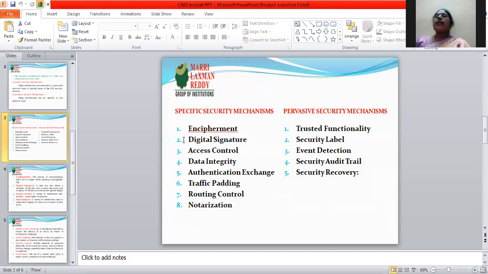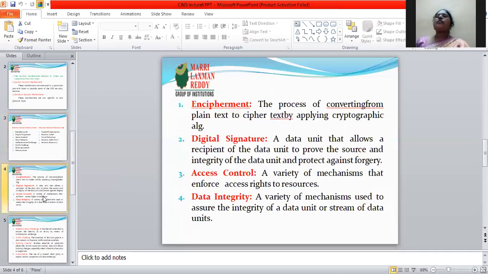Pervasive security mechanisms. First one, trusted functionality. Second one, security label. Third one, event detection. Fourth one, audit trail. Fifth one, security recovery. These are not specific mechanisms to provide the OSI security services. All provide security services, and we are learning them one by one.